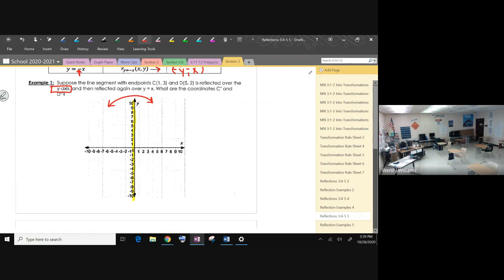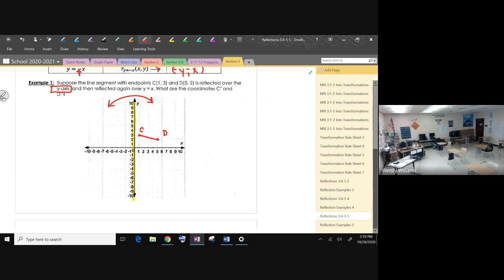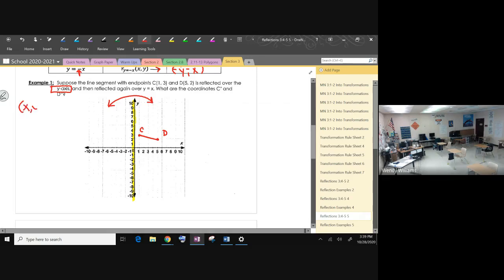So C is located at 1, 3. That is C. And D is located at 5, 2. And so we have this segment, and we're going to flip it over the y-axis. So across the y, we change the x.